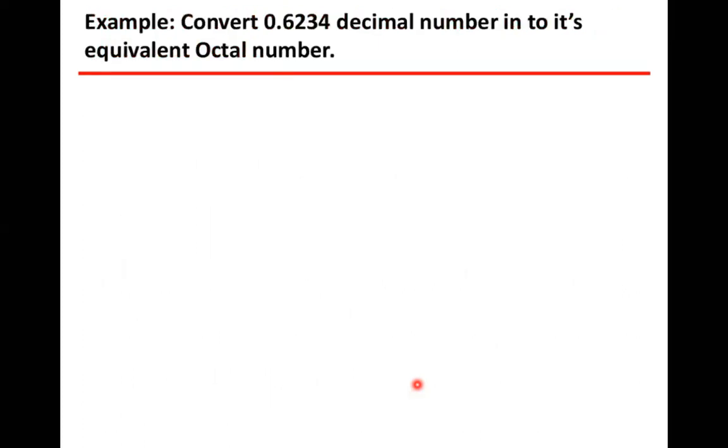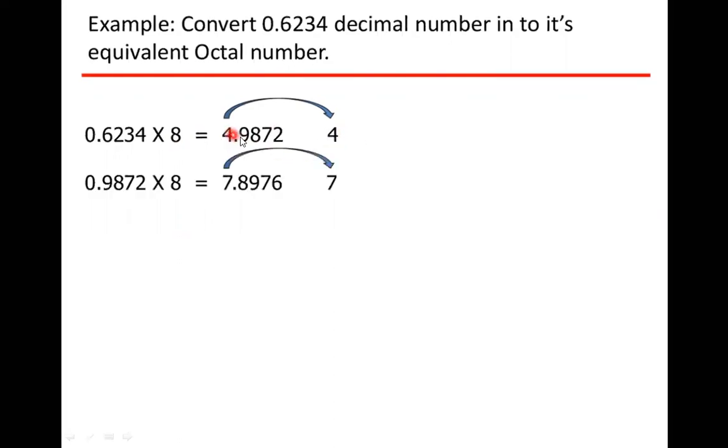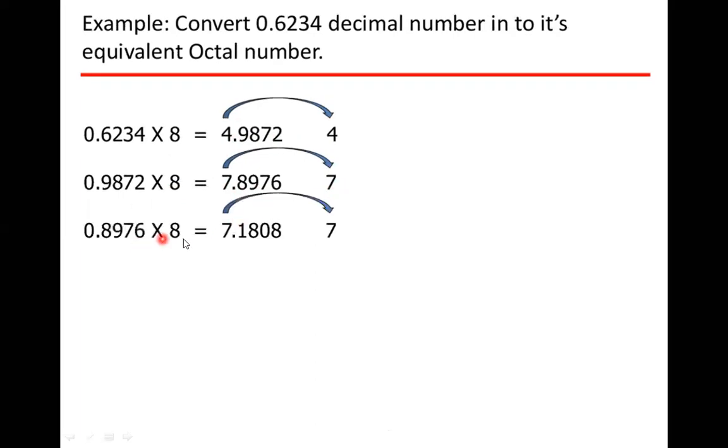Let us have the conversion of 0.6234 decimal number into its equivalent octal number system. What we need to do? We need to multiply by 8. So we have multiplied by 8, we'll get this particular answer, and the 4 is collected onto the right hand side in this manner. Again, 0.9872 should be multiplied by 8. So it is coming 7.8976. 7 we have to carry here. Then the rest again is multiplied by 8. So this is the fraction. This is the number.